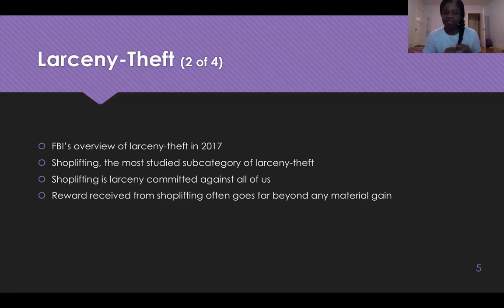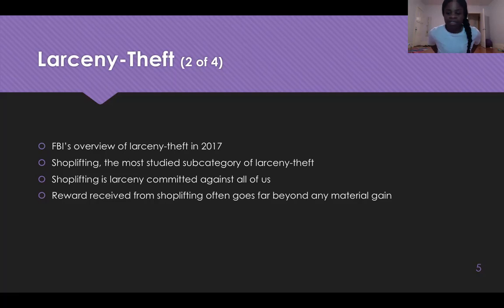Larceny thefts accounted for an estimated 71.7% of property crimes in specifically 2017. The average value of property taken during larceny theft was $1,007 per offense. When the average value is applied to the estimated number of larceny thefts, the loss to victims nationally was an estimated $5.6 billion.